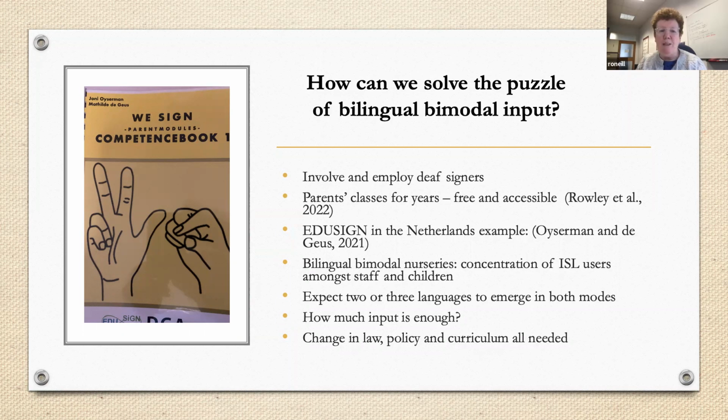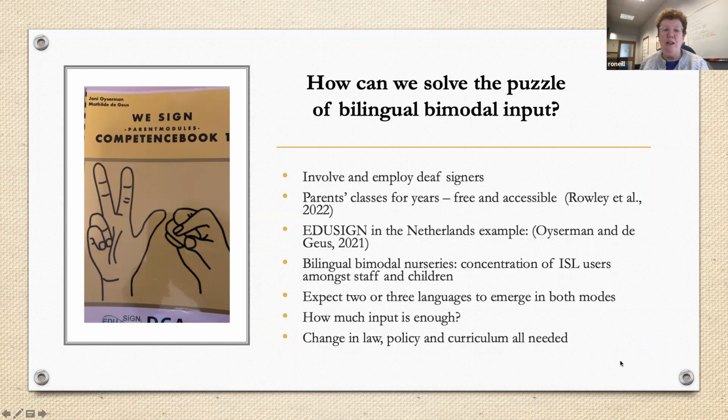But we should really be thinking about these issues, about how much input is enough in each language. How can we manage to find ways of getting enough input in more than one language? We should be happy to see two or three languages emerging, and it will if there's enough input. So, for example, maybe we need to think about nursery nurses who are bilingual, bimodal, and prepared to travel, to be peripatetic, or to be near a family for as much as 15 hours a week, which would give enough language input.